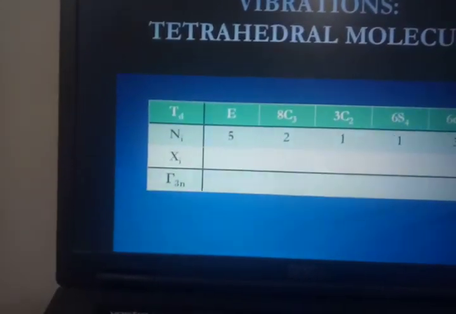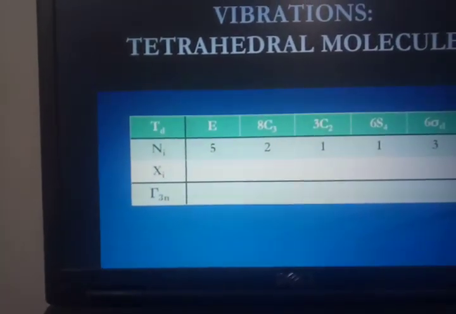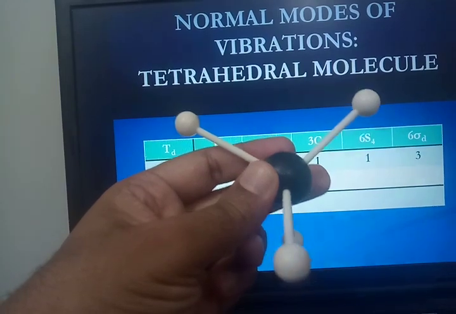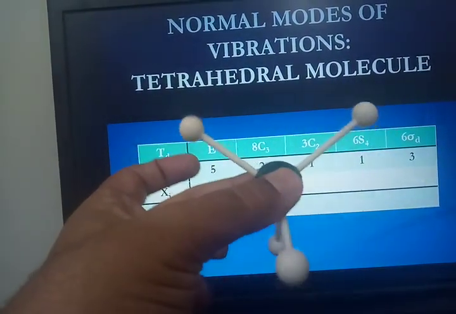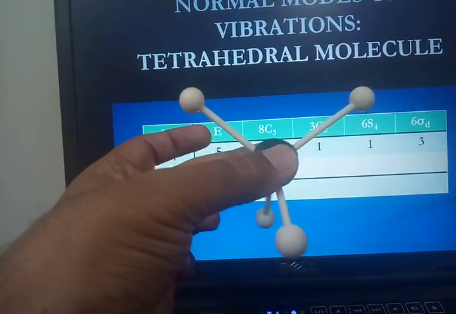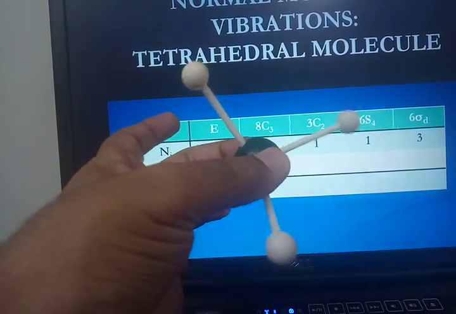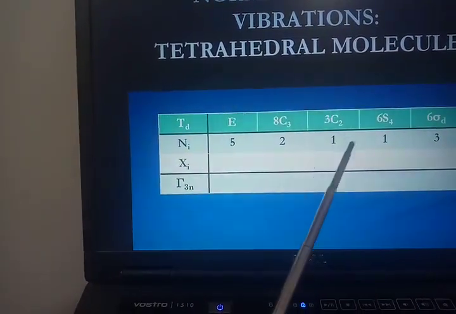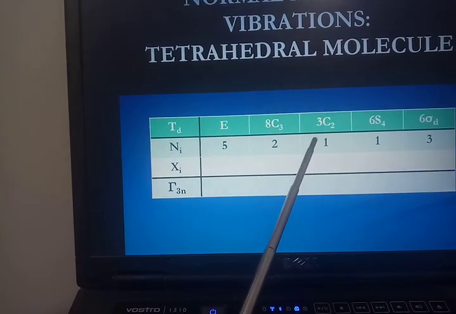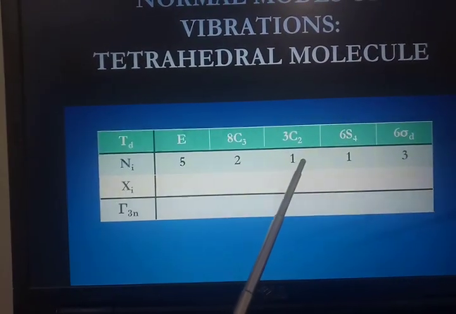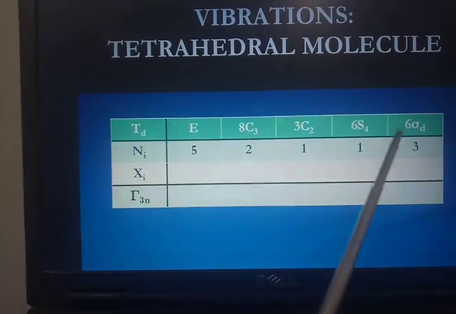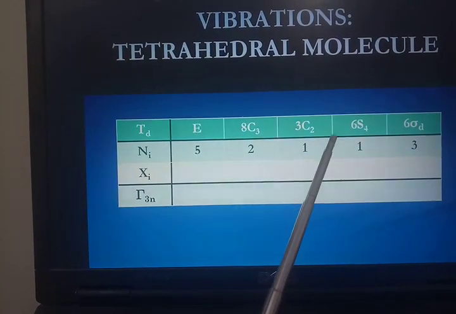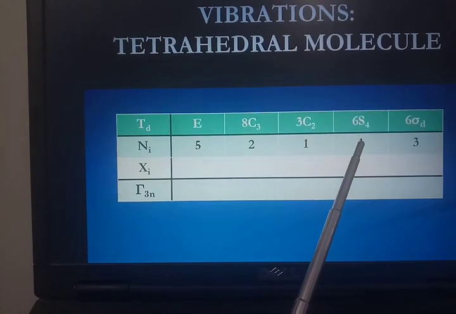In the case of the C2 operation, the C2 axis lies between the 2 hydrogen atoms. When we carry out rotation along this C2 axis, the position of all the 4 hydrogen atoms changes, while the position of carbon remains the same. So there is only one atom whose position remains unchanged, and thus the value of Ni corresponding to C2 will be equal to 1. Similarly, if we consider the S4 axis, which is collinear with the C2 axis, here also the position of the carbon atom will remain unchanged, and thus the value of Ni will be equal to 1.